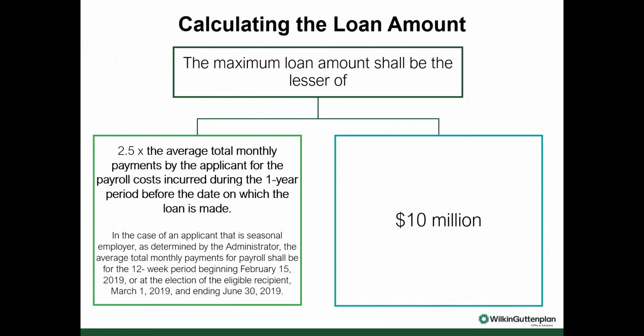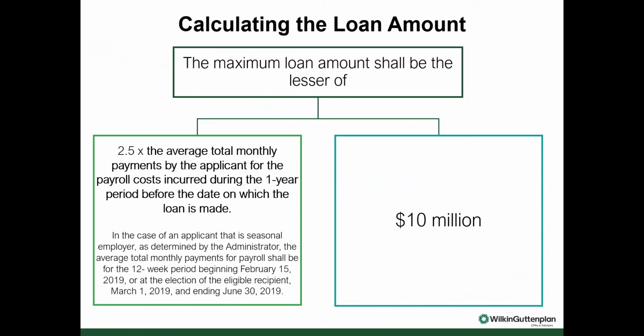So then what happens once we calculate, how do we get to the total loan amount? The statute says that it's 2.5 times the average total monthly payments by the applicant for payroll costs incurred during the 1-year period before the date on which the loan is made. So that is literally the law. When we first read this, our assumption was if we're going to get a loan on April 1st, what we'd be counting is the second, third, and fourth quarters of 2019, and we would be adding the first quarter of 2020, because that would be the 1-year period before the date on which the loan is made. The instructions for the application form, and the guidance we received last night, make it clear and state that it is okay to use calendar 2019. And in fact, the instructions say most businesses will in fact use 2019.